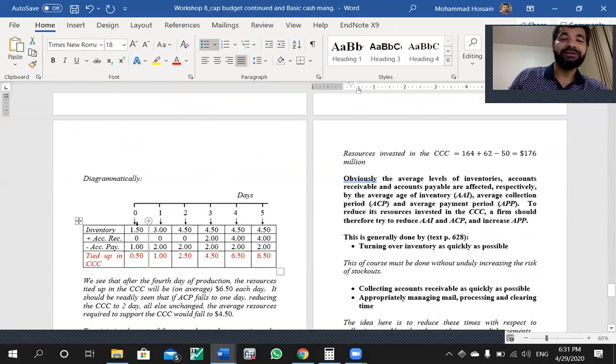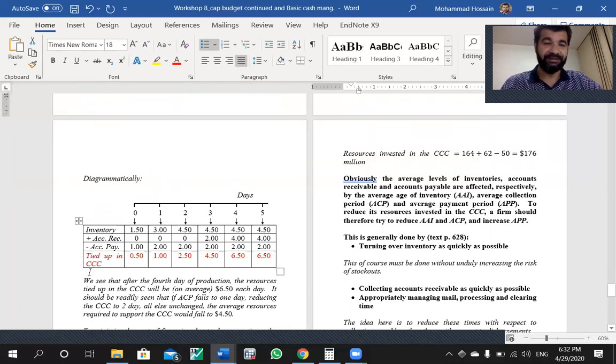Okay, so 0, 1, 2, 1, 2, 3, 2, 3, 4, like this. 3, 4, 5, like that. Inventory will be staying for 3 days. So what is the formula we have here? Inventory plus accounts receivable minus accounts payable. That will give you how much cash you need, on every single day.